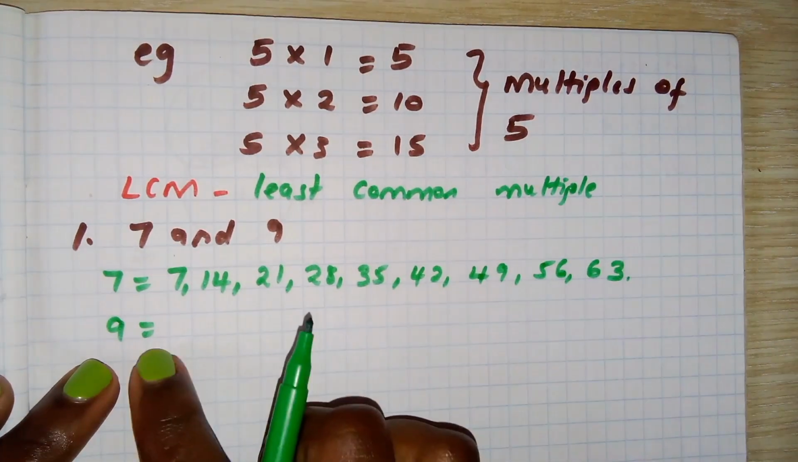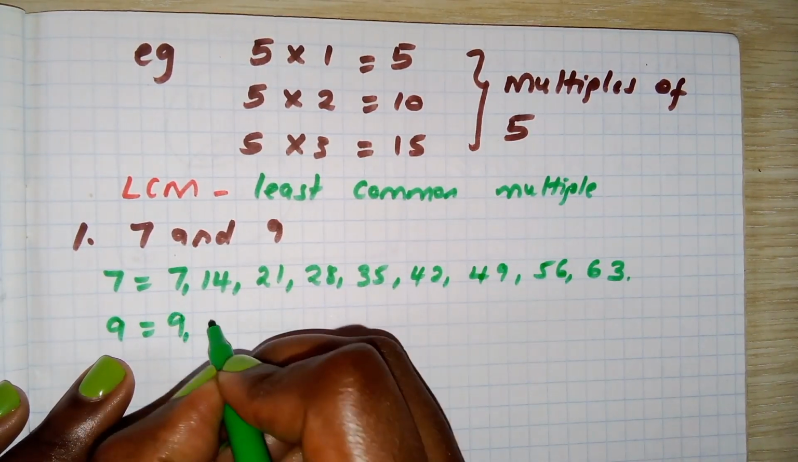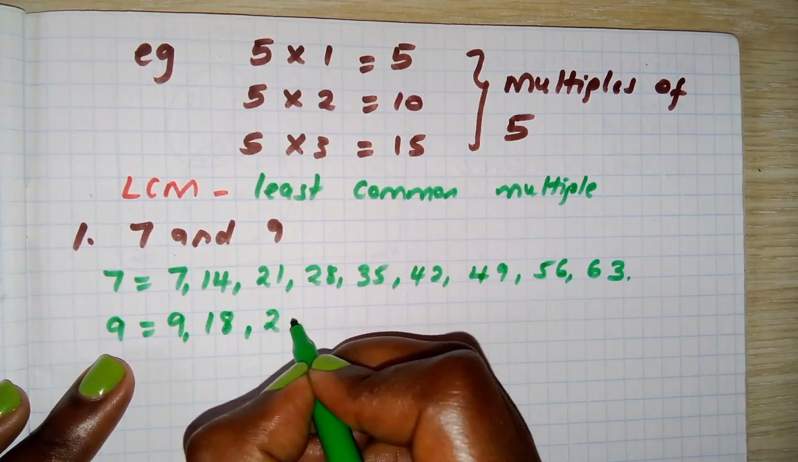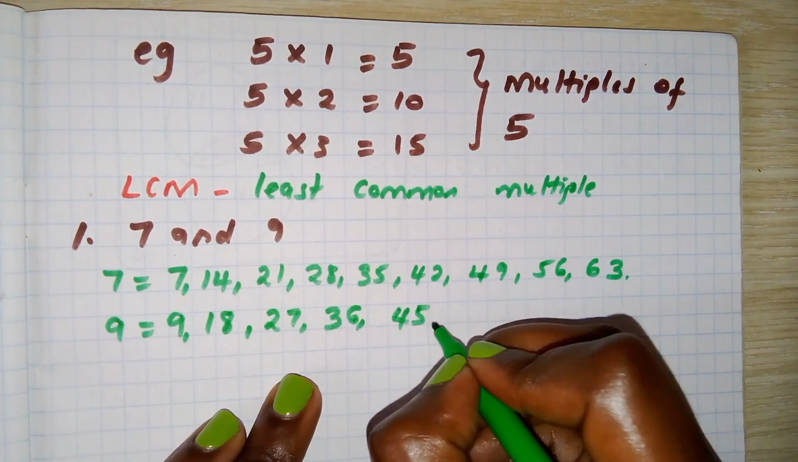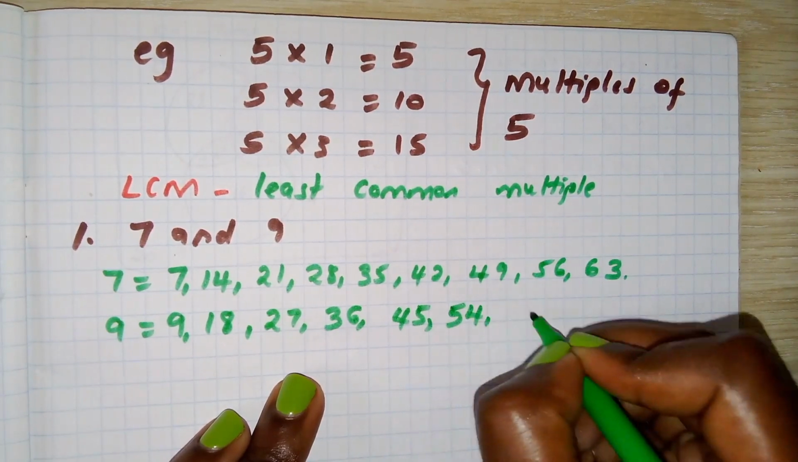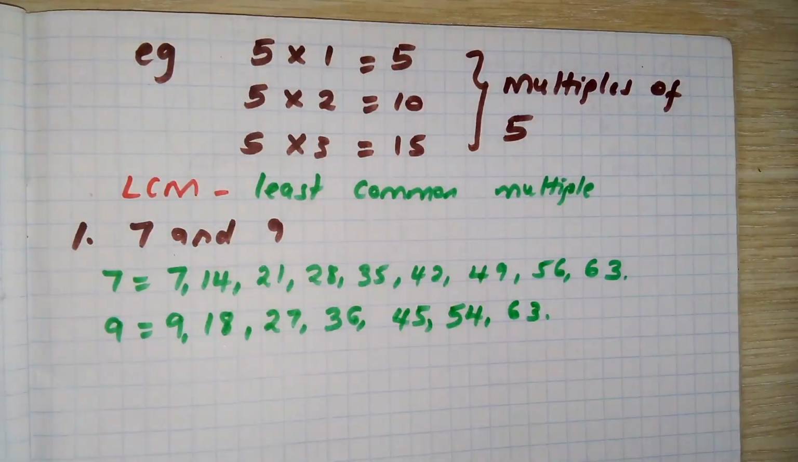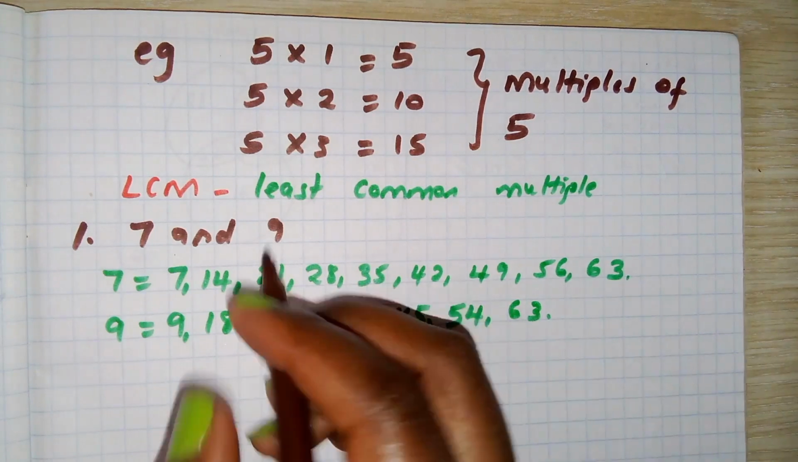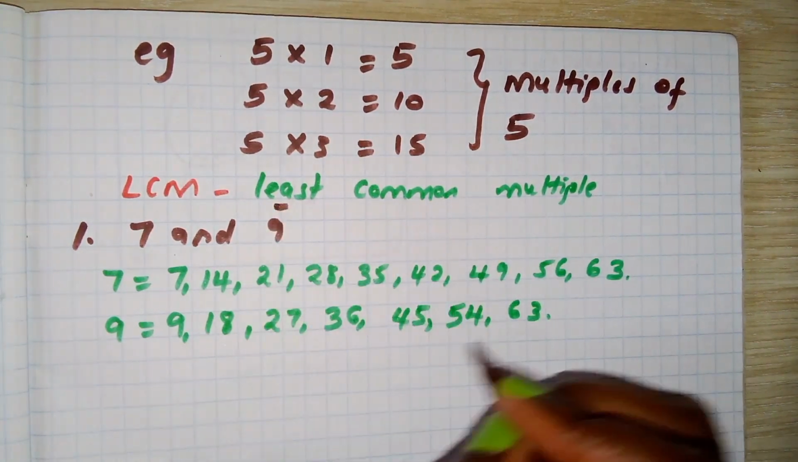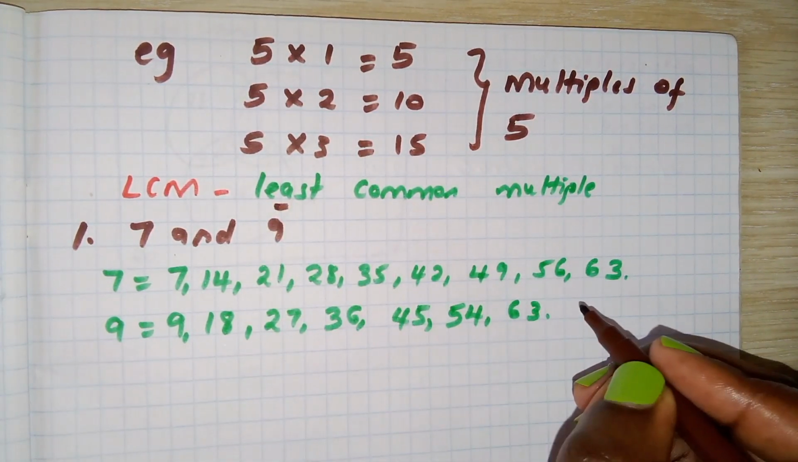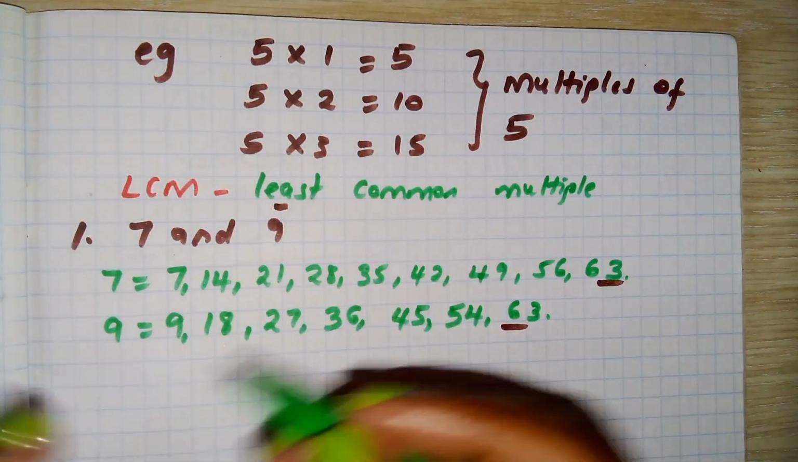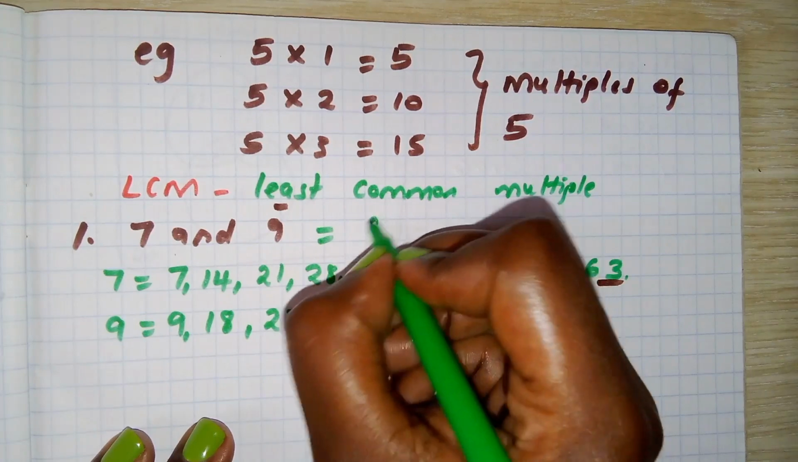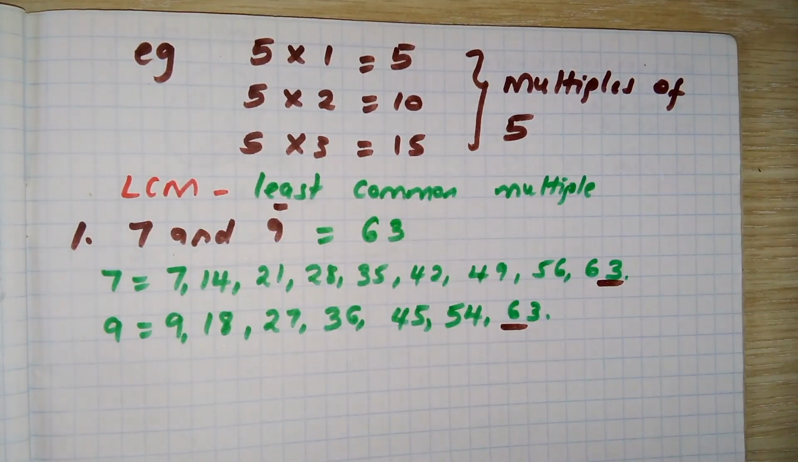We can do the 9 times table. So repetition, addition of 9. 9, 18 plus 9 is 27, 36, 45, 54, and 63. So I can see we have a common number. Here we are looking at the list. We look at the list, which number appears in both of them. 63. So LCM of 7 and 9 is 63.